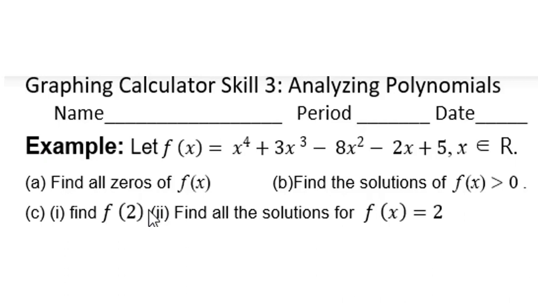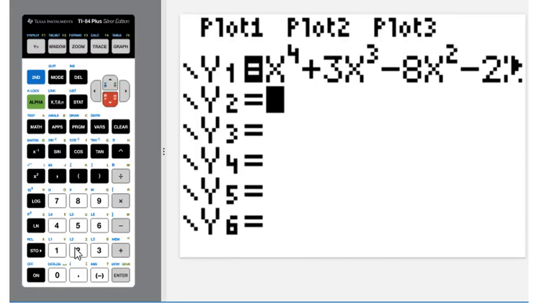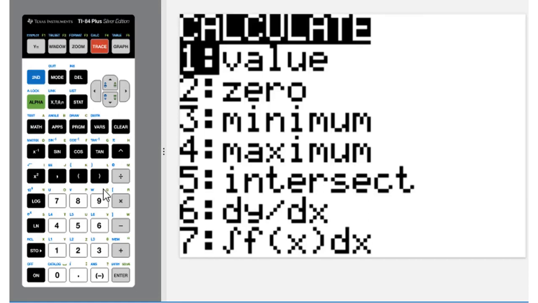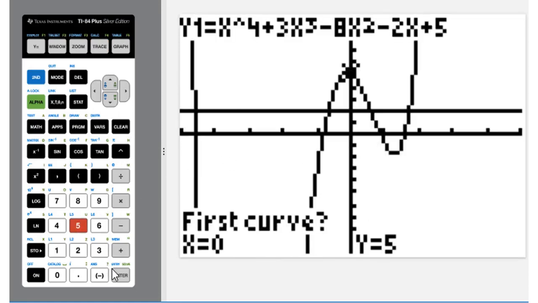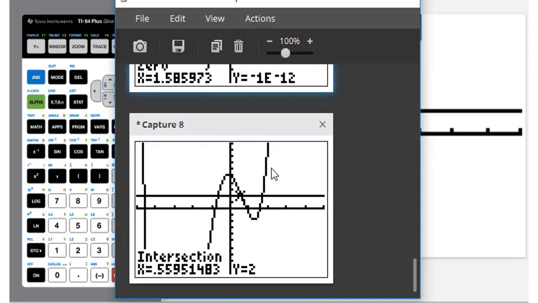Second question for C, find all solutions for f of x equals 2. So we go to y, we put y2 equals 2. Graph. Look at how many intersections you will get, 4. So you have 4 solutions. Therefore, I go to second trace 5. Enter, enter, enter. They give you this intersection. Let's take a picture of that.